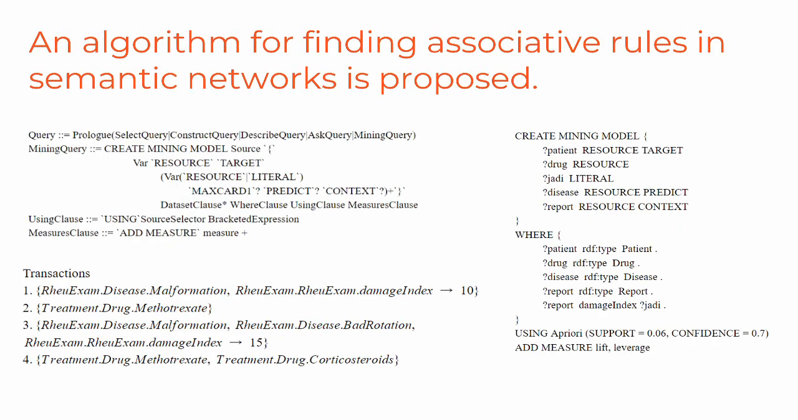An algorithm to find associative rules in semantic networks is proposed. To the left we can see a grammar for associative rules search schemes, and to the right an example of it.